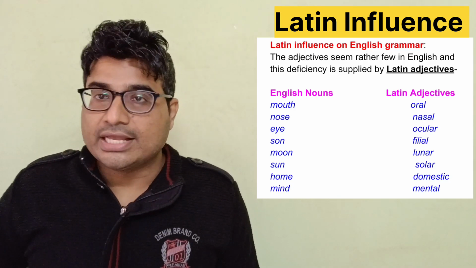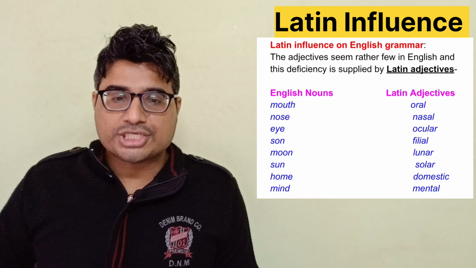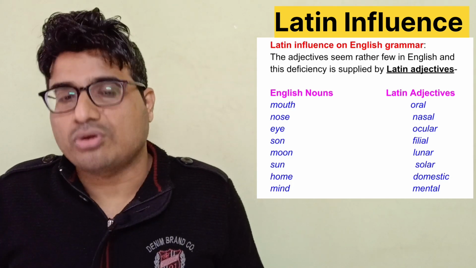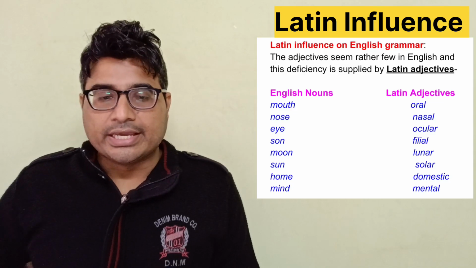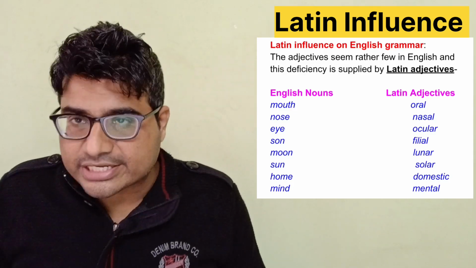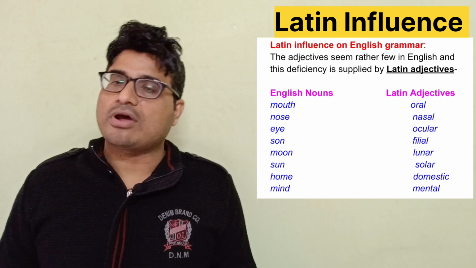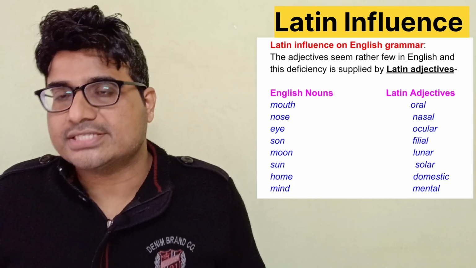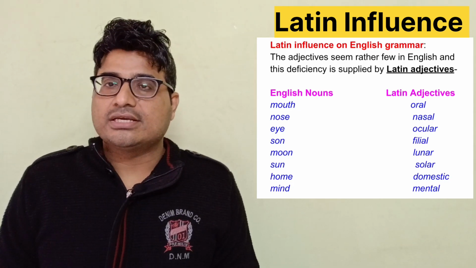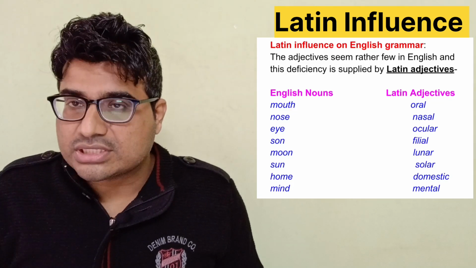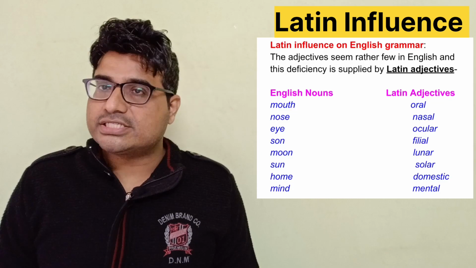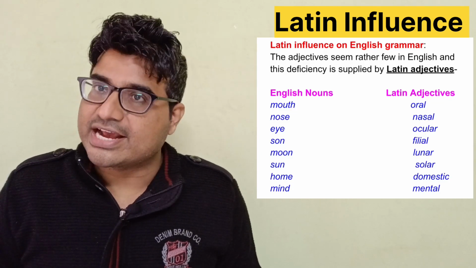English noun moon, Latin adjective lunar. English noun sun, Latin adjective solar. English noun home, Latin adjective domestic. English noun mind, Latin adjective mental. So from that perspective it can be said that Latin has supplied a number of adjectives as well as fulfilled the scarcity of English adjectives.